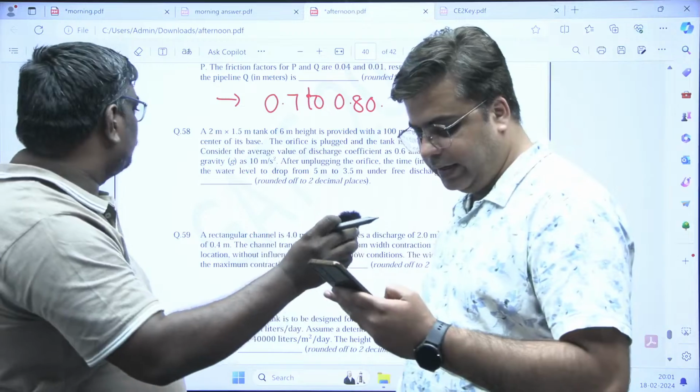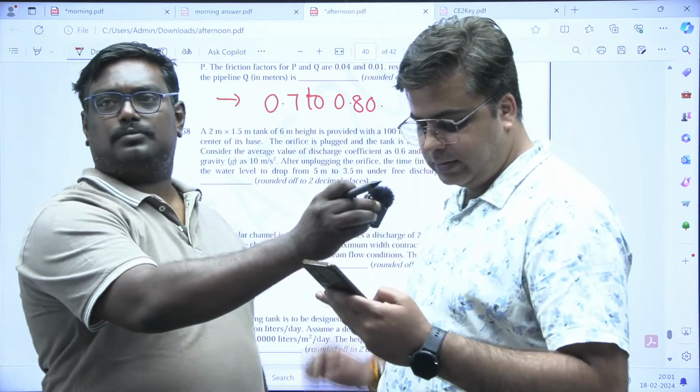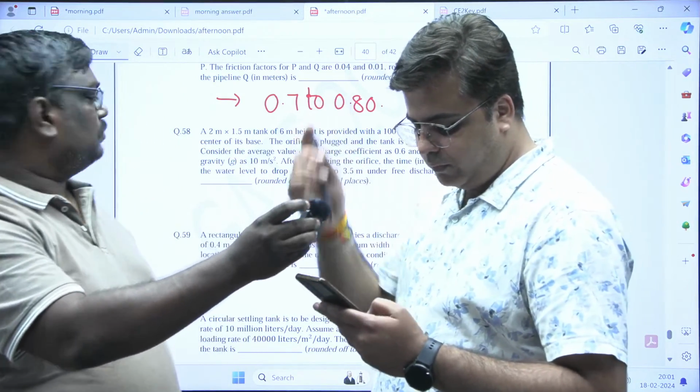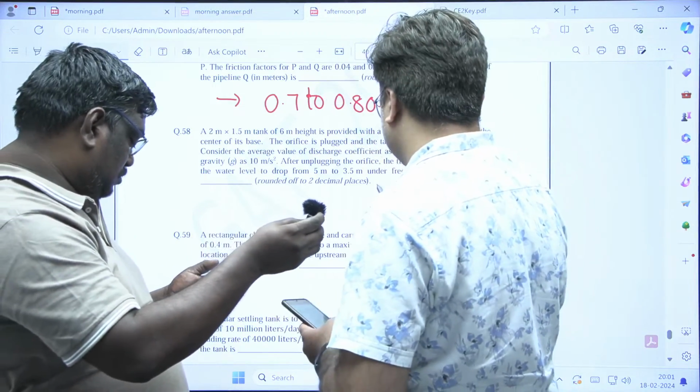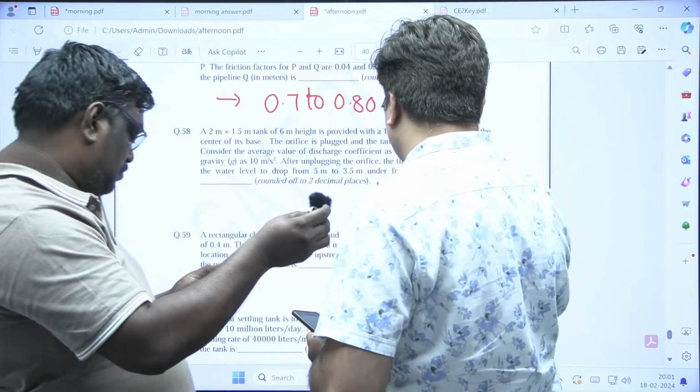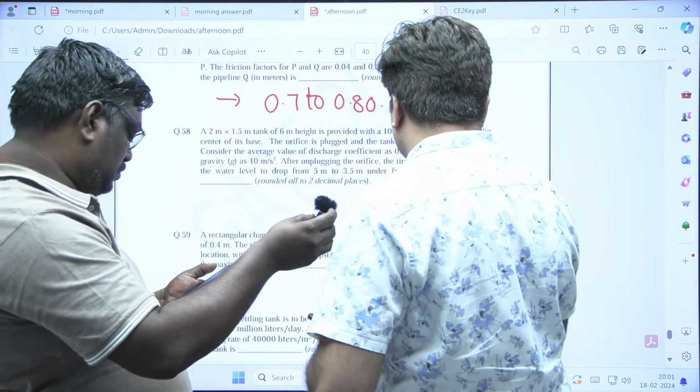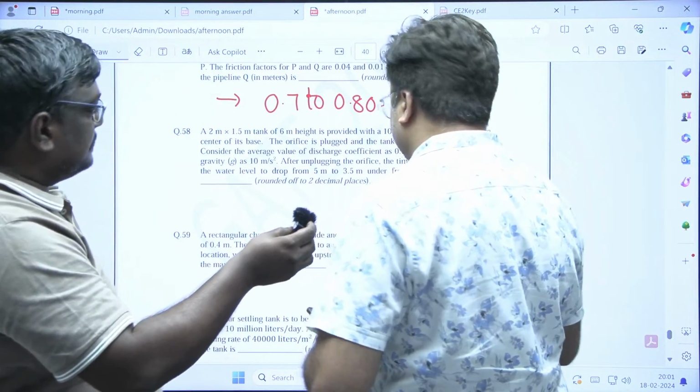Question number 58, the answer key is given in the range of 102 to 106. This is 102 to 106. Okay, this is question number 58.